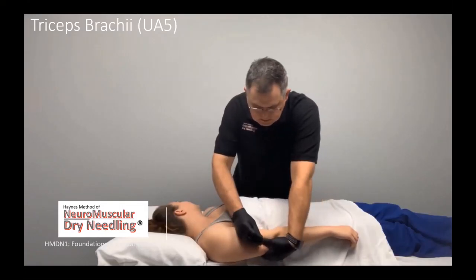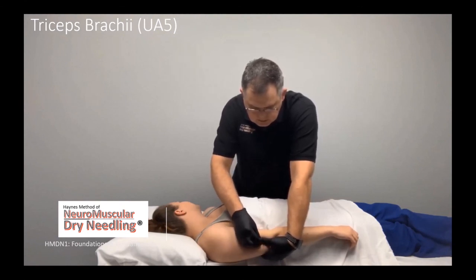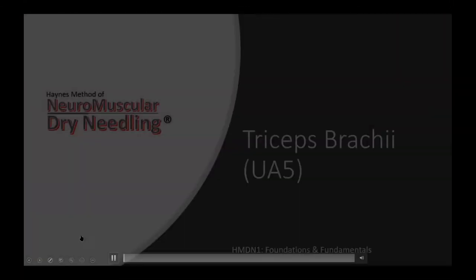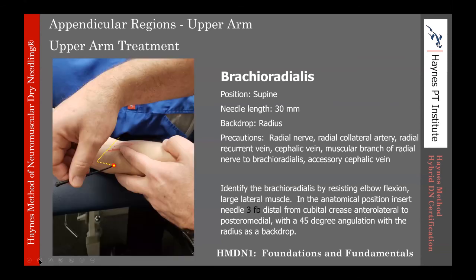Again, normally I would be on the treatment side, but for filming purposes I moved so that you can see a little bit better. So let's wrap up with our last muscle, brachioradialis. You'll notice some of these dimensions that I've got, the cubital crease, the 3 finger breadths, and so let's look at it in this aspect as well.